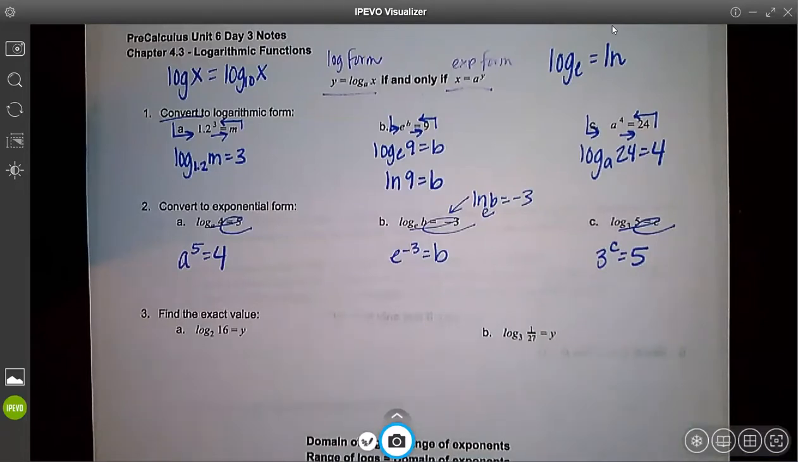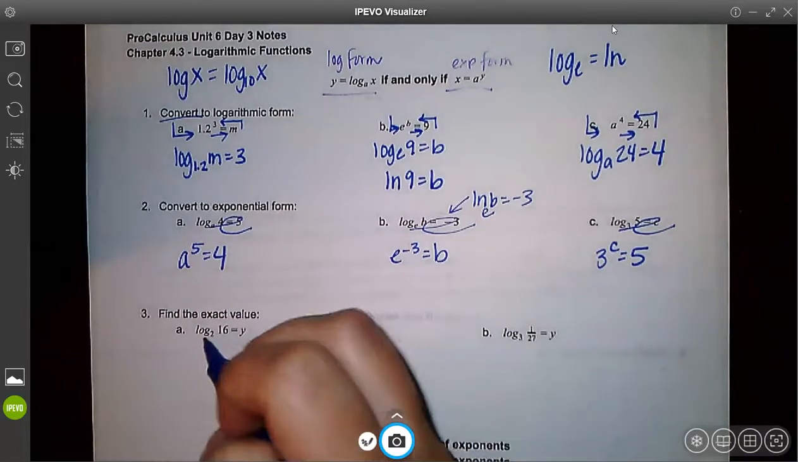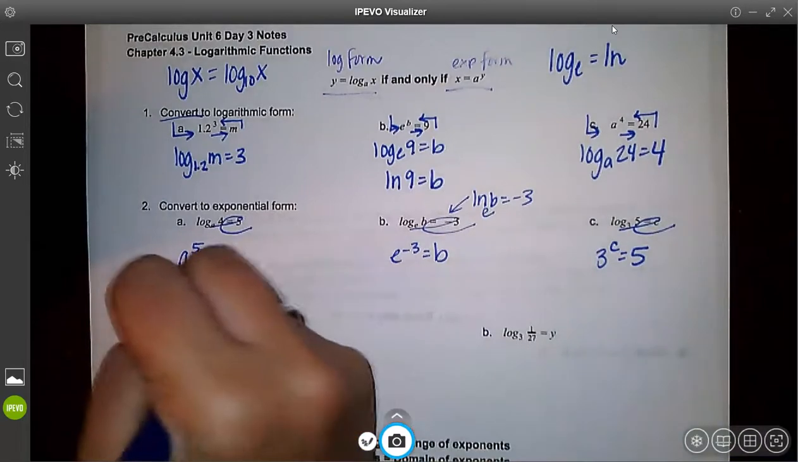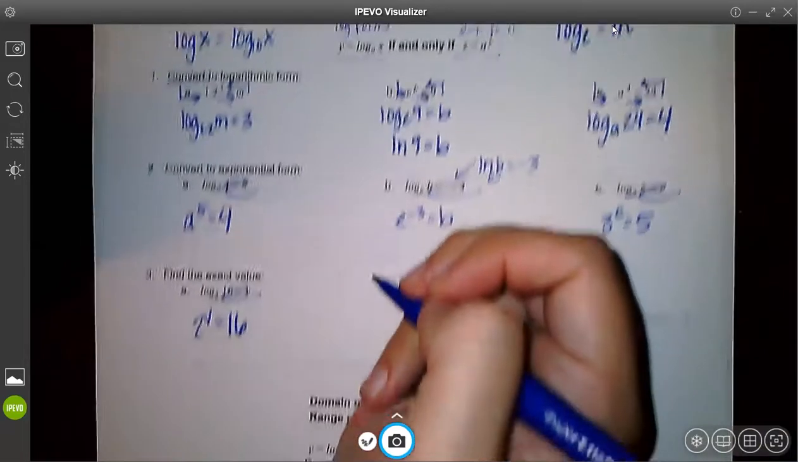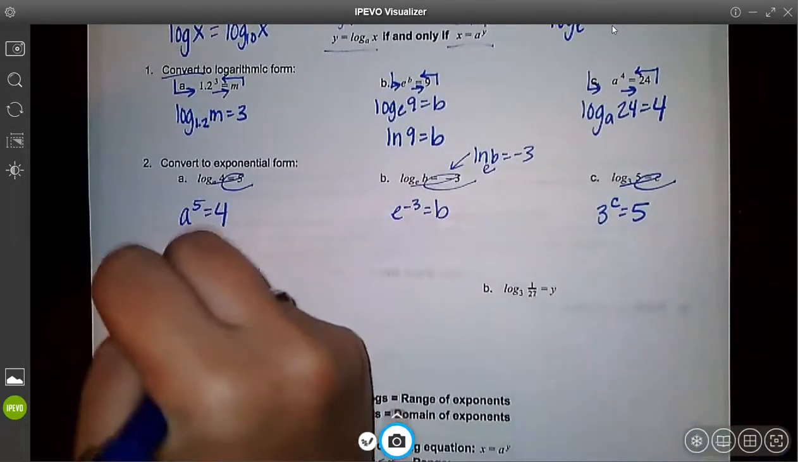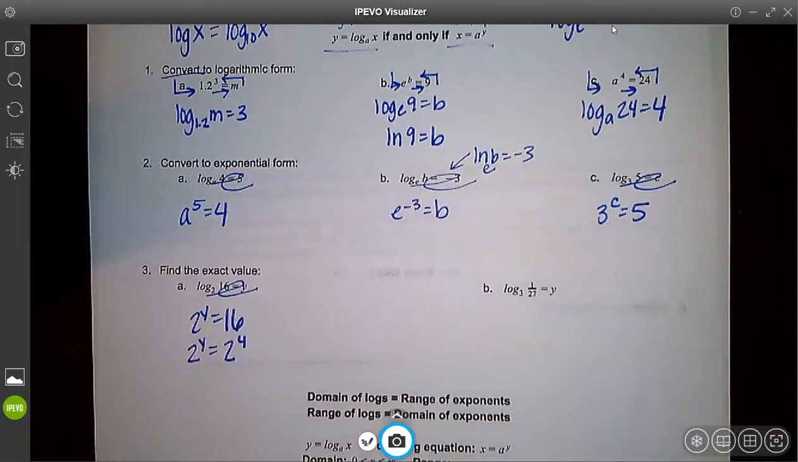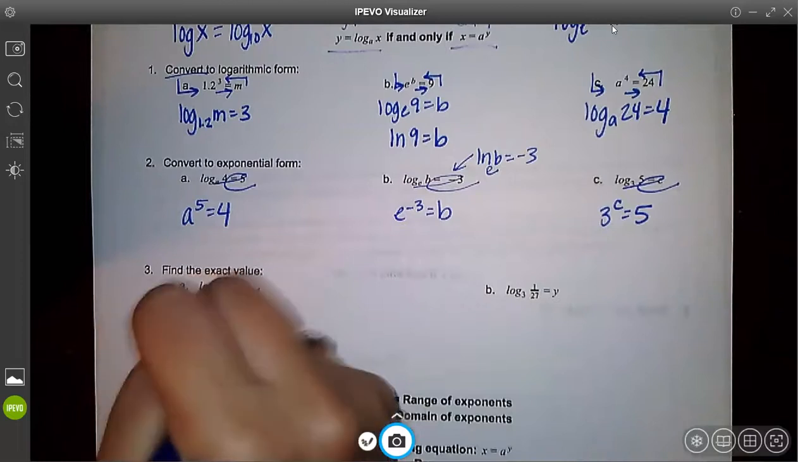So, finding the exact value, on my other calculator, you're going to convert and set it up as an exponential equation where your variable's on the outside. So we're going to make this exponential. 2 to the y equals 16. And then solve like we did before where we changed our bases. 16 is equal to 2 to the 4th, so we have 2 to the y equals 2 to the 4th power. We have the same base, so we can cancel those out. Y equals 4.